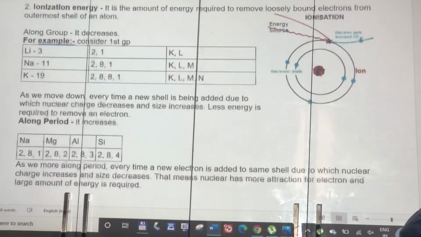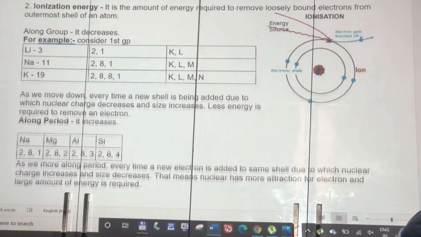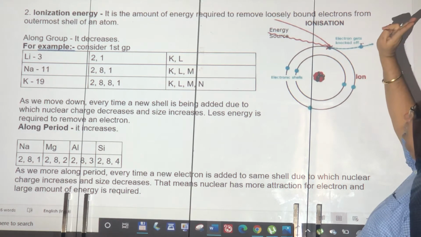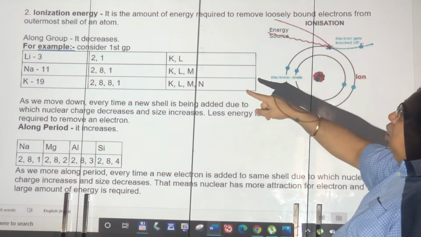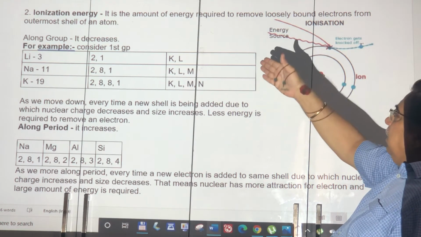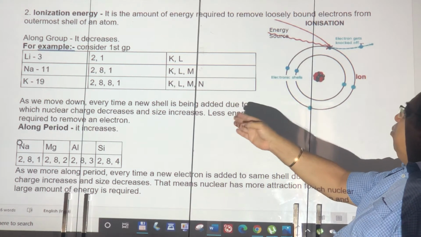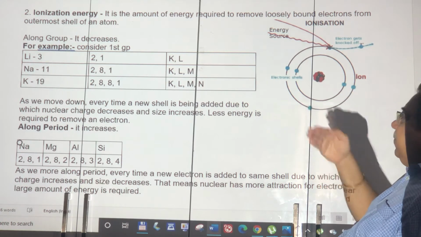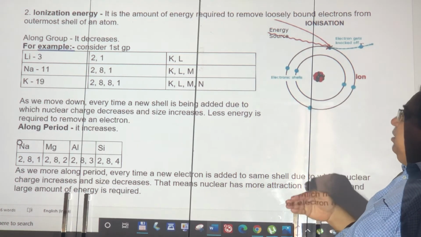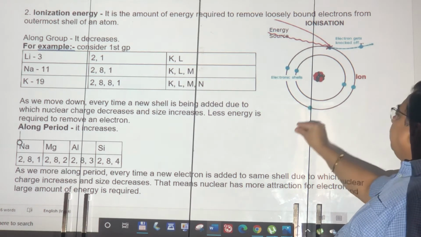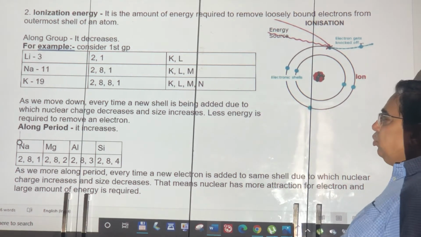Ionization energy: the energy required to remove the loosely bound electron from the outermost shell. Along the group it decreases, because it becomes easier. As we move down, a new shell is added, so the nuclear attraction decreases because the distance increases, and size increases. So less energy is needed to pluck an electron from the new shell.